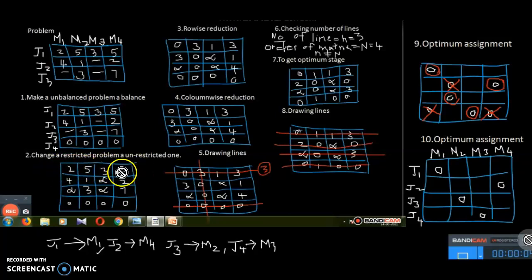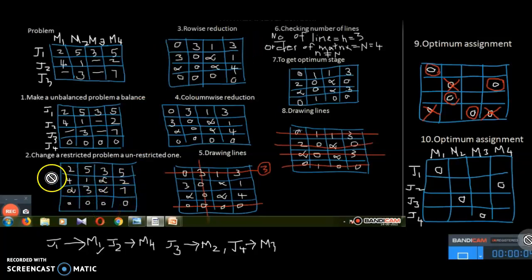So you take the first row, the least element is 2. So subtract that 2 from all other entries in that particular row. So 2 minus 2, you will get 0. 5 minus 2, you will get 3. 3 minus 2, you will get 1. And 5 minus 2, you will get 3. This operation we have to do with all other rows.